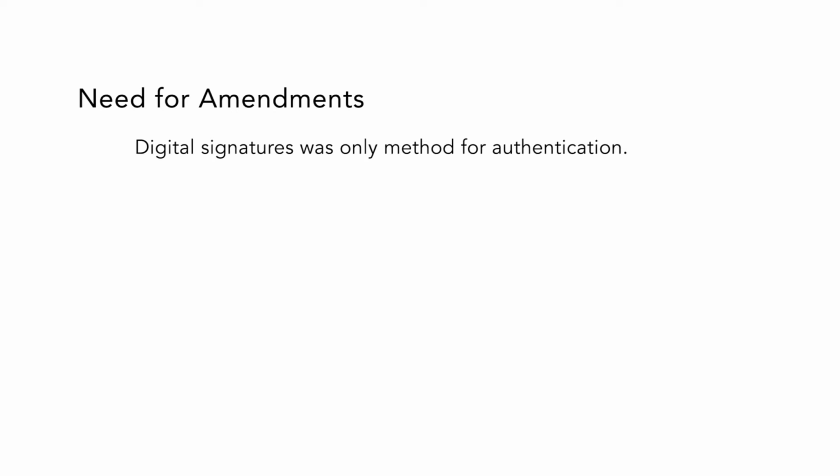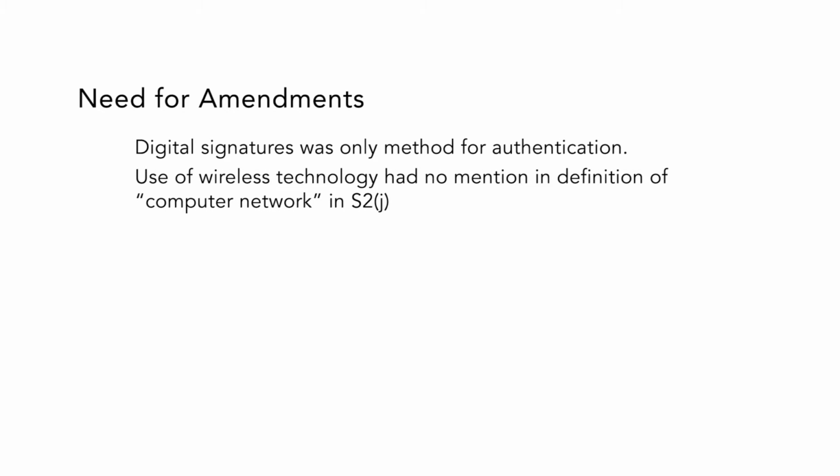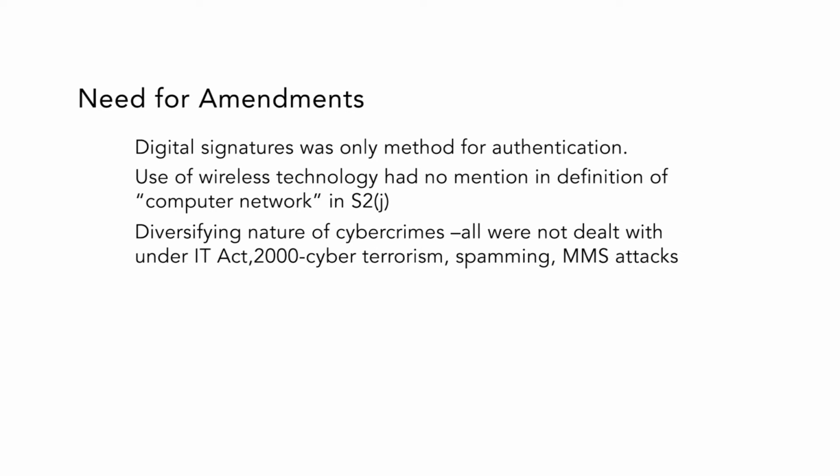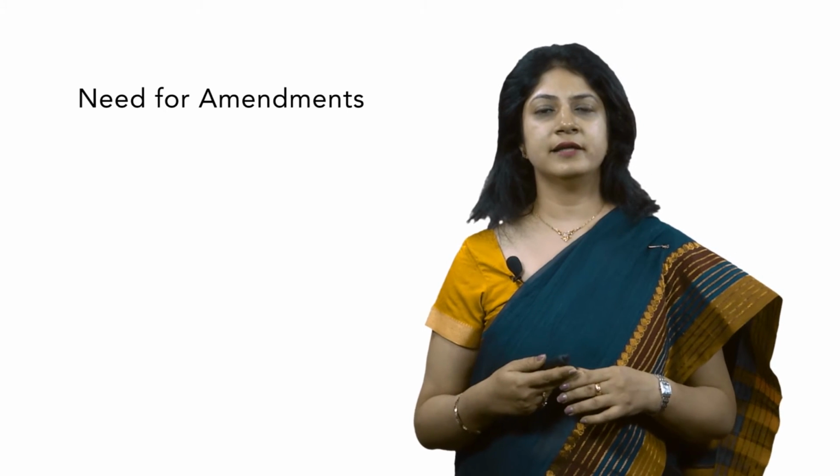Now, there is also the use of wireless technology that was not even incorporated in the definition of computer network earlier, which now finds a mention. There were also diverse kinds of crimes which were percolating, for example, the MMS attacks. MMS attacks, which were not even known before the Baazee.com case in India, came to be the highlight, and there was a need for amendments, and therefore, the diversifying nature of cyber crimes led to various amendments.